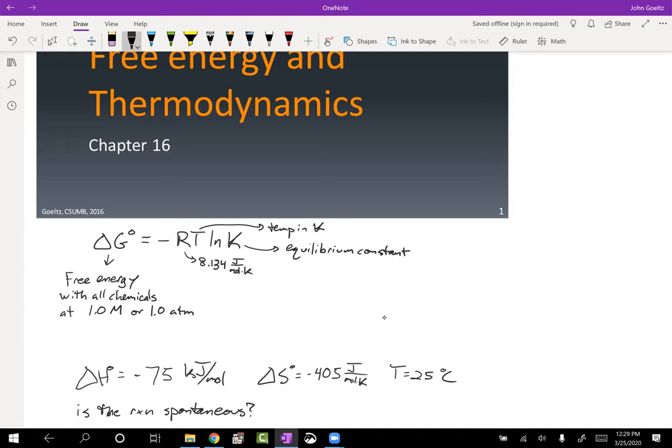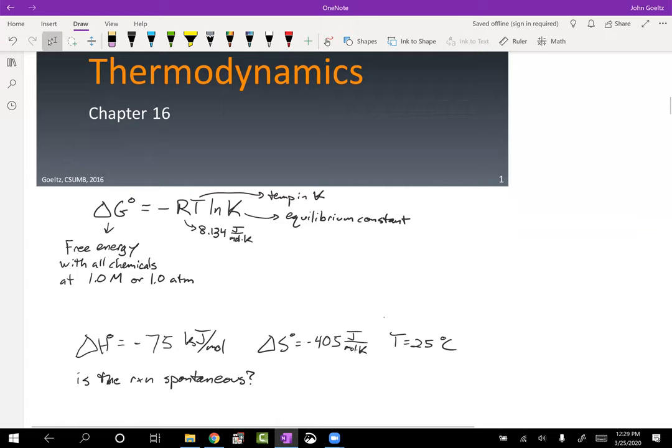If you have a negative delta G, that's how much energy is released. If you have a positive delta G, that's how much energy has to be put into the system in terms of both enthalpy, delta H, and entropy, delta S. Where it is at that equilibrium constant is why there's a K in this equation. So that's that first one.